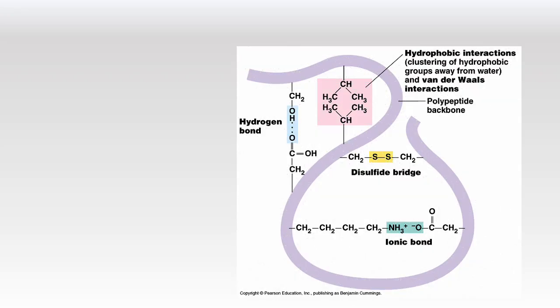And so we start seeing various types of attractions taking place in between the various types of R chains within the amino acids, based off of: are they hydrophobic? Are they hydrophilic? Are they nonpolar? Are they polar? Are we able to form hydrogen bonds? Are we able to form disulfide bonds? Are we able to form ionic attractions? Do we have acid and base interactions?